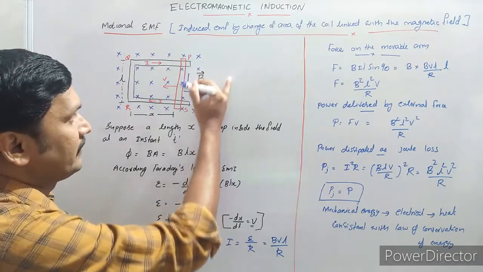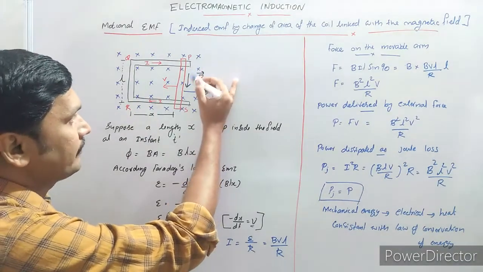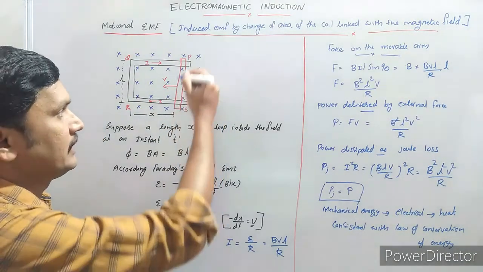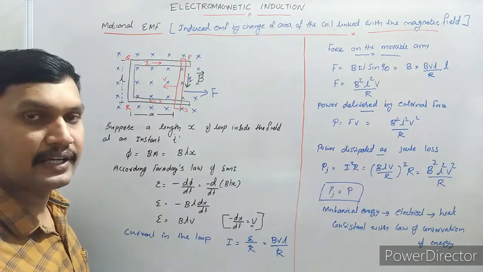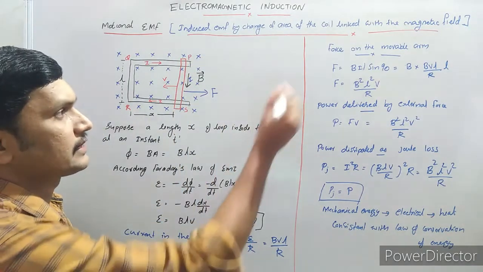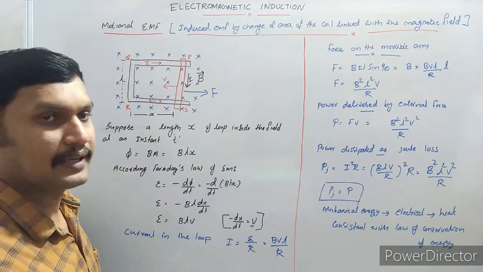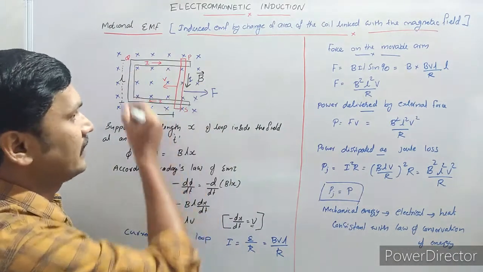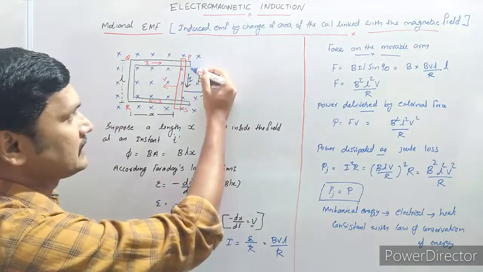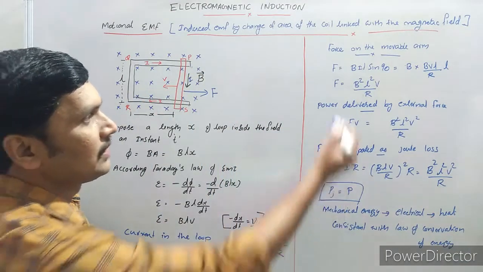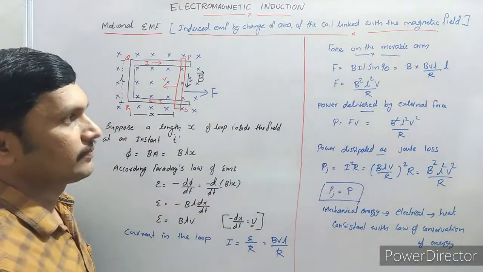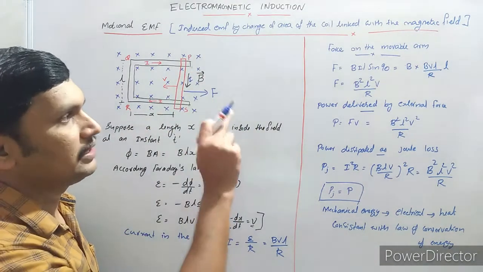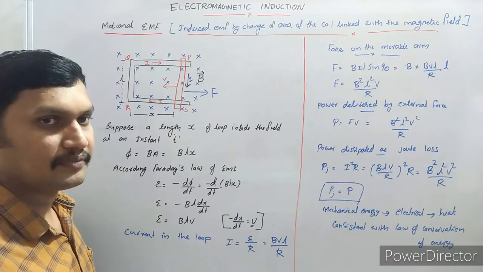Here, this is the length of the conductor and this is the direction of current. So the angle between the magnetic field and the direction of current is 90 degrees. So we can write BIL into sine 90. That is the magnitude of force acting on this conductor. B is the strength of magnetic field, I is the current passing through this conductor, and L is the length of this conductor, and the angle between the magnetic field and the current is 90, so BIL sine 90.